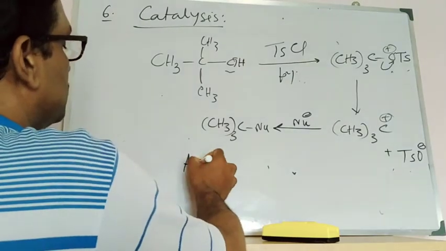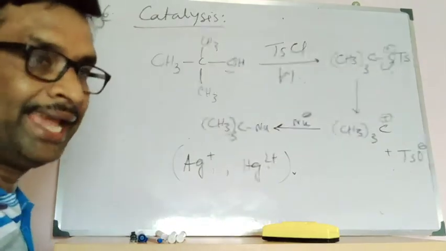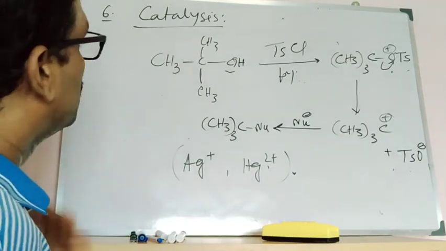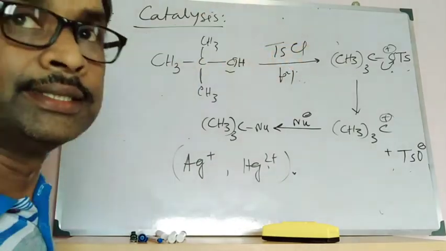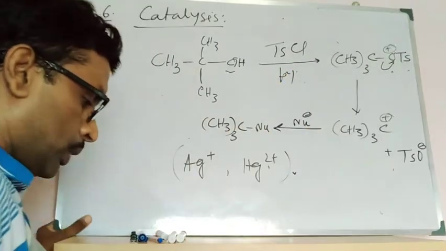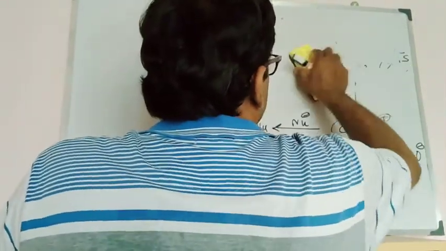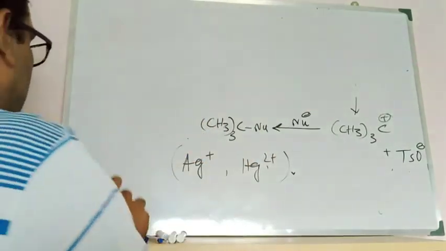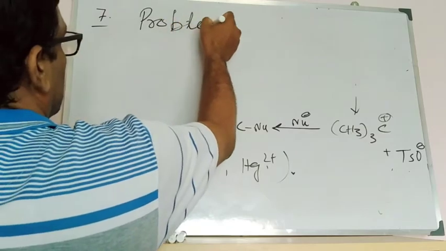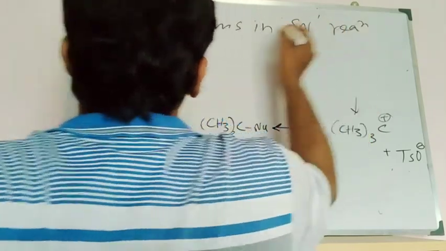Similarly, Ag plus, which can bind with the halide very easily, can also act as a catalyst in the SN1 reaction. Such kind of catalysis is actually called acid catalysis because these are also acting as Lewis acids. So this is this part, and the last part of the SN1 reaction is the problems of the SN1 reaction. That is the rearrangement.